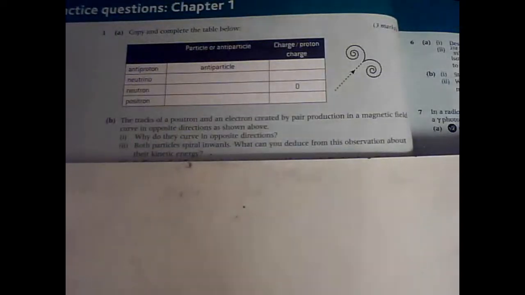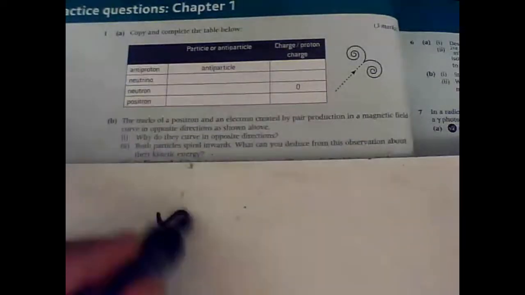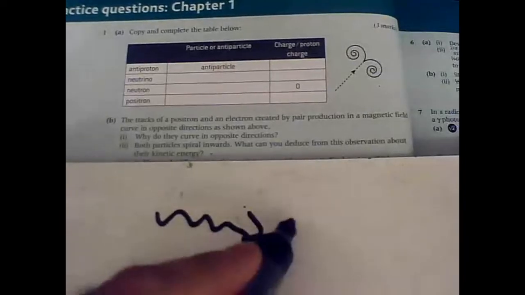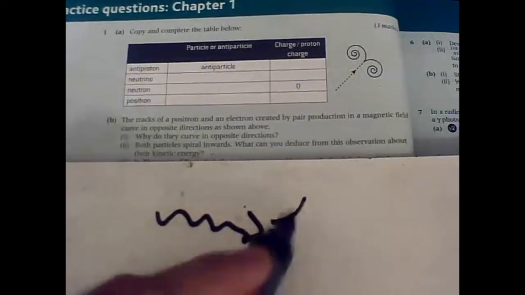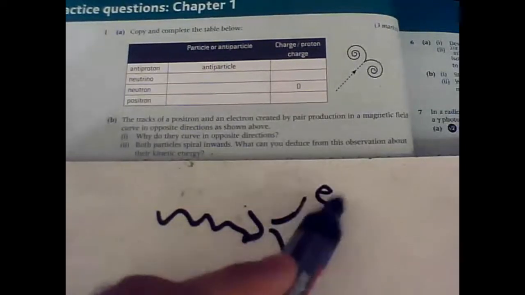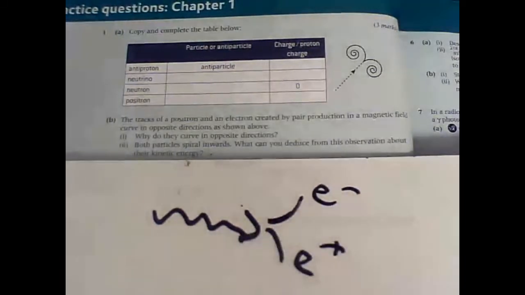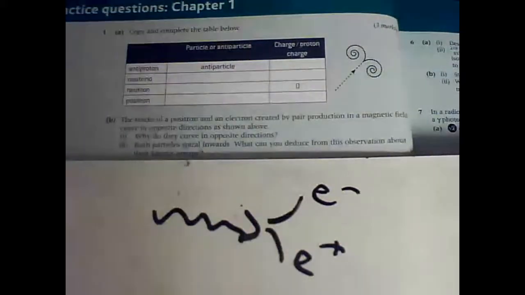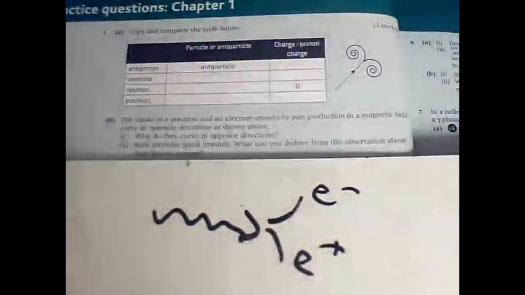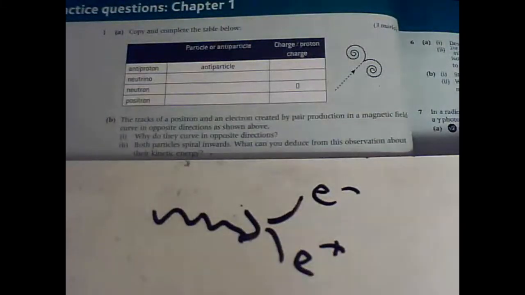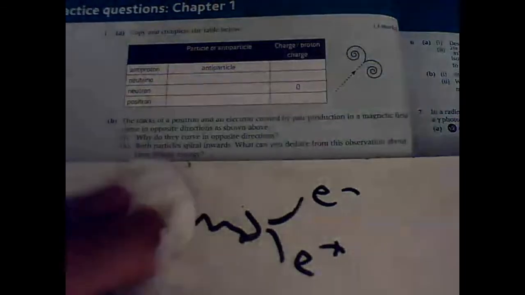If I draw it on the diagram, we have a high energy photon which comes in and releases two particles. One particle is our electron and the other is our positron. Those particles will go in opposite directions, and that is essentially the basis of pair production. The reason they go in opposite directions, as the question asks, is because they carry opposite charges.